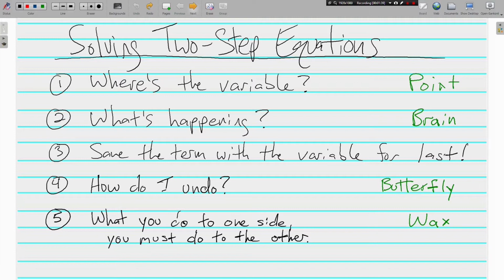So here we go. Solving a two-step equation.